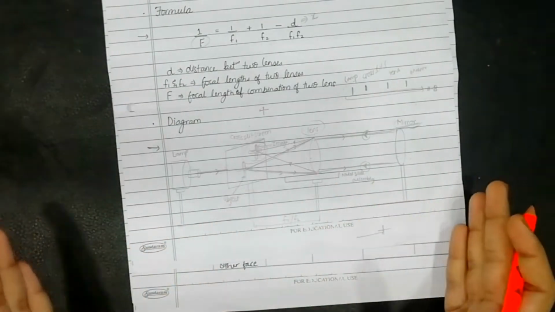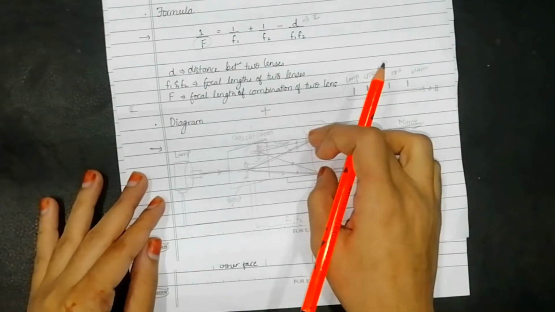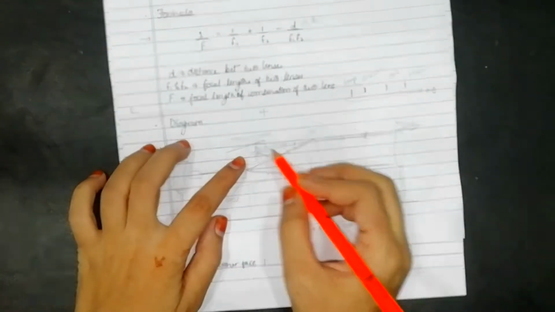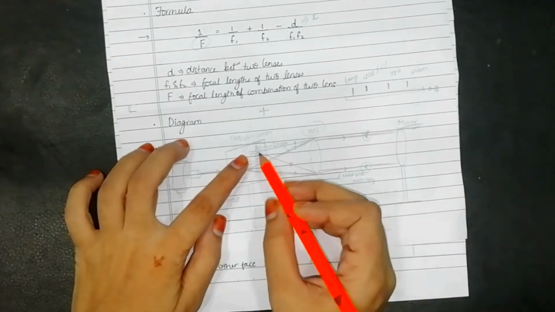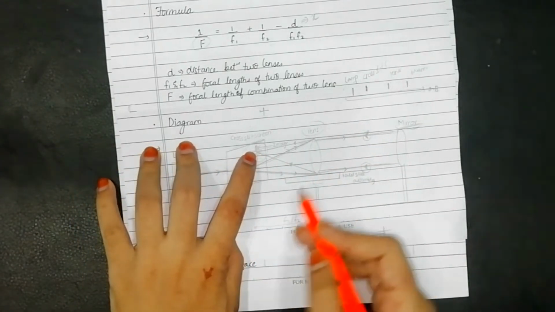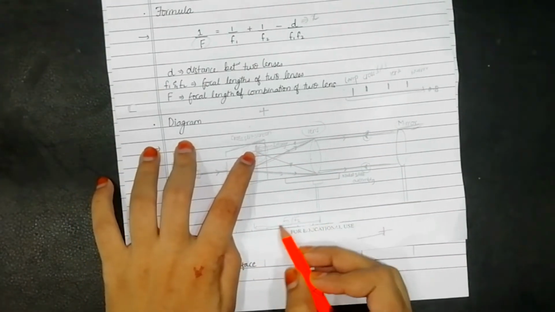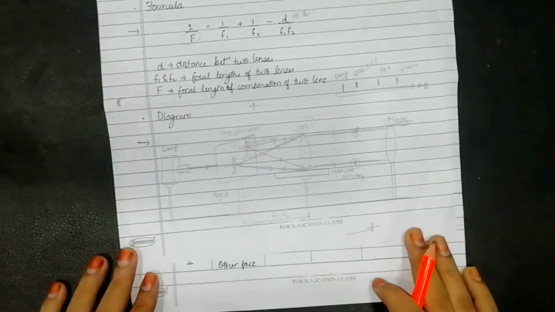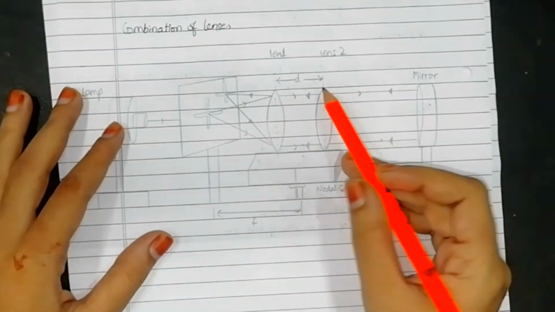First we will have the assembly like this, then you need to place this lens and adjust the distance so that you get a sharp image. Stop there and note down the distance value. Here it is f1 or f2. This will give you the value of the focal length. Then two lenses will be combined.